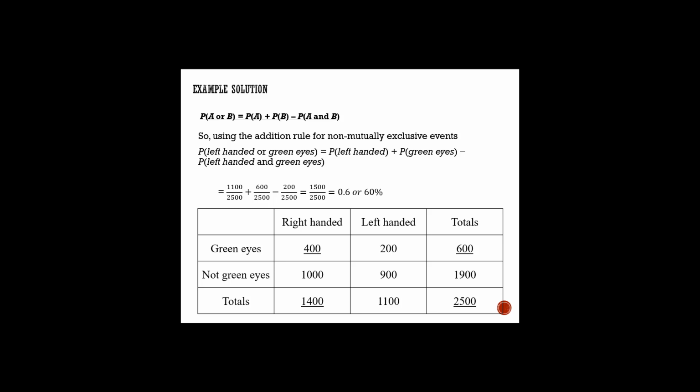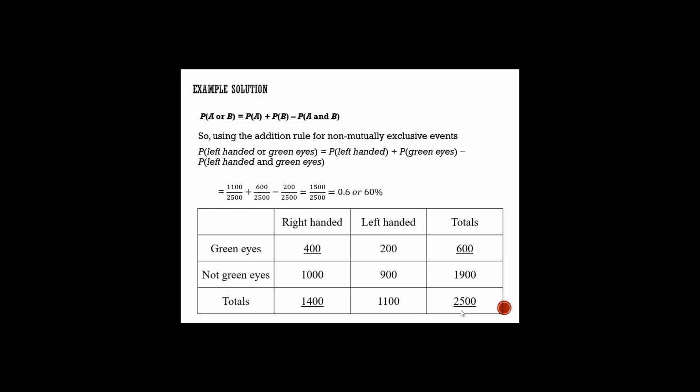Now, if we use the addition rule, we notice that they are not mutually exclusive. People could be left-handed and have green eyes together. So we're going to say the probability of left-handed plus the probability of green eyes minus the probability of left-handed and green eyes. In other words, when I add the number that are left-handed, these 1,100, and I add the number that have green eyes, these 600, I have included this group twice, okay? They were included in that 1,100. They were also included in that 600. They'll have to be subtracted out once.